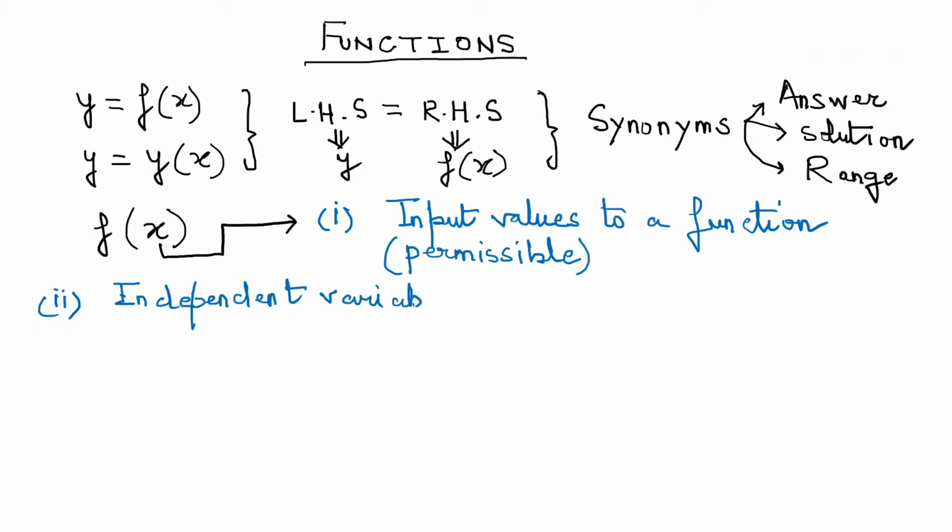Right? So what is the next discussion that comes forward here? The next discussion is, okay, we know that these are a set of permissible input values. Now, by virtue of the fact that these values are permitted to be used, we call it an independent variable. Next is, where is it represented? It is represented on the x-axis of the Cartesian plane.